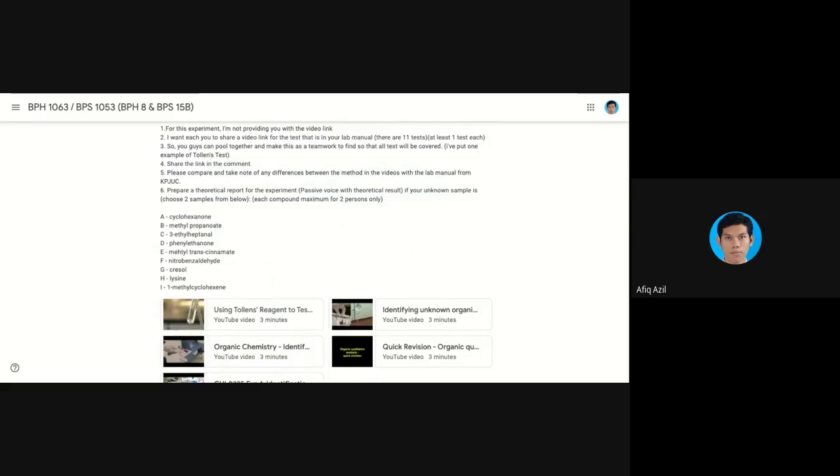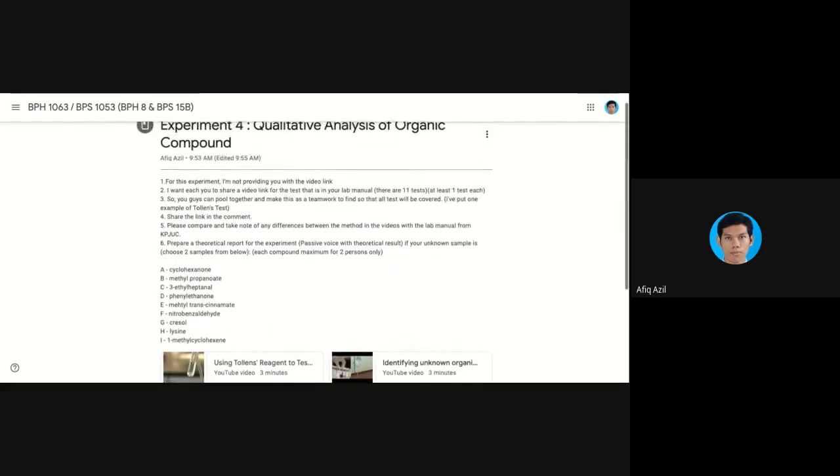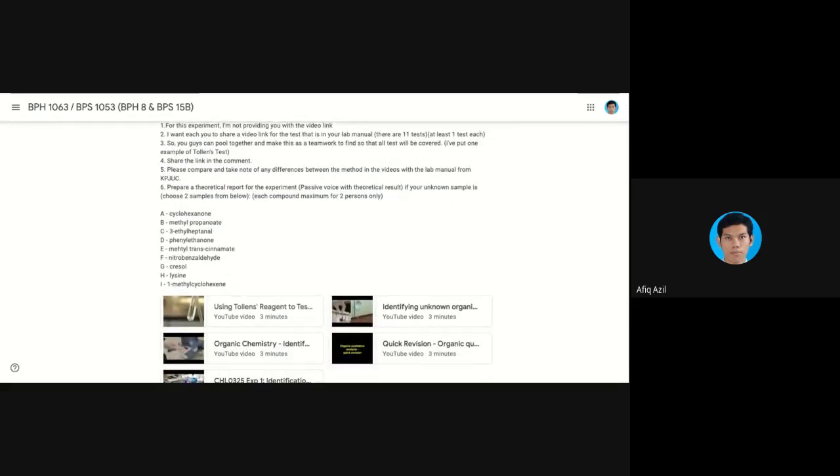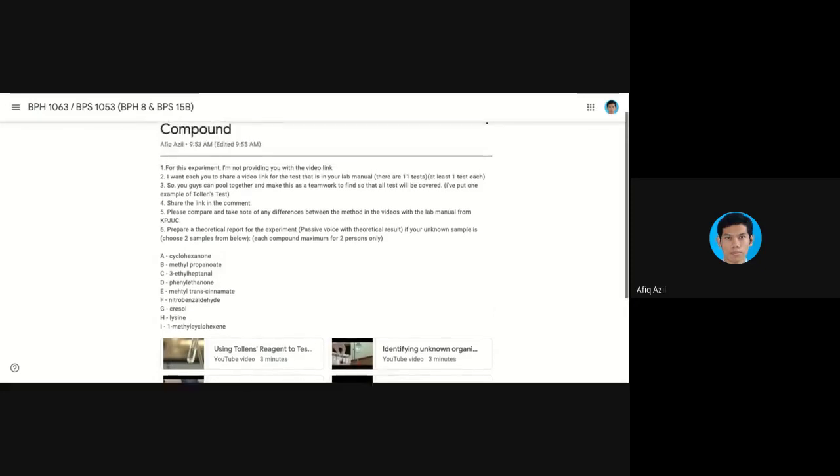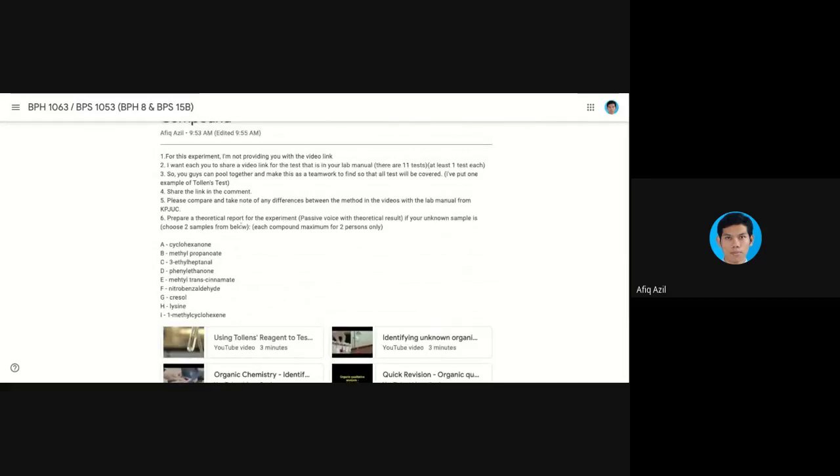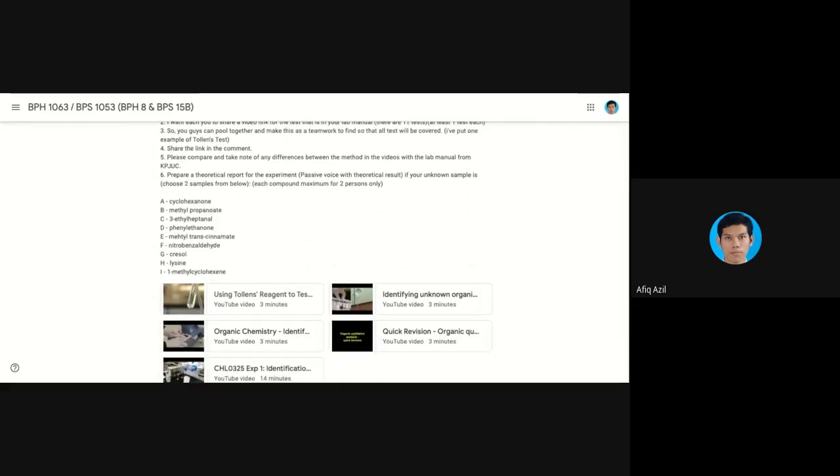So now for your task, since you cannot do the test in the lab, here in the Google Classroom I have provided the guideline for you on what to do. If I'm not mistaken, there are a total of 11 tests altogether in the whole procedure, not including the physical observation. That one doesn't require a test, just the rest.